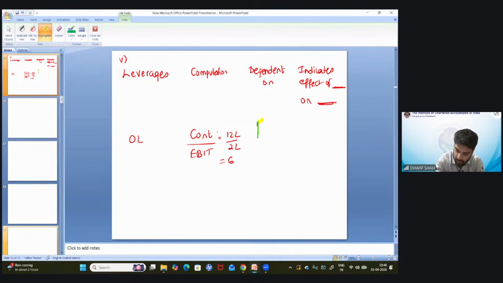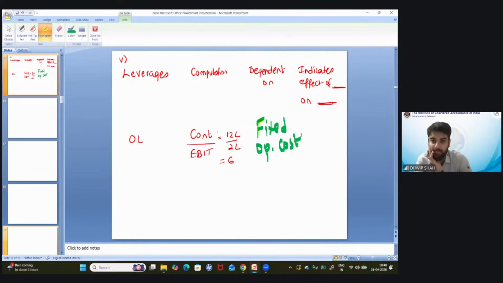Everyone, it is dependent on fixed operating cost. अगर operating cost ही नहीं है तो operating leverage नहीं आएगा. Understood? Last, it indicates effect of what on what? So it indicates, see, this is nothing but they are asking you about interpretation of leverage. ये हो गया calculation of leverage, and last column is about interpretation of leverage. तो leverage की study start होती है sales पे, अंत होती है कहाँ? EBIT पे. Correct? So it indicates effect of increase decrease in sales on EBIT.